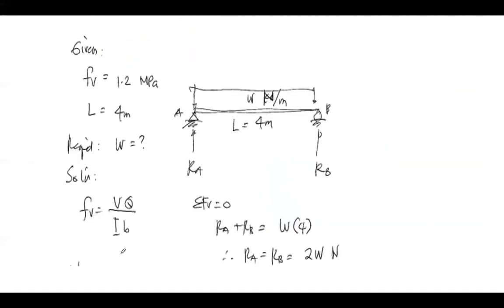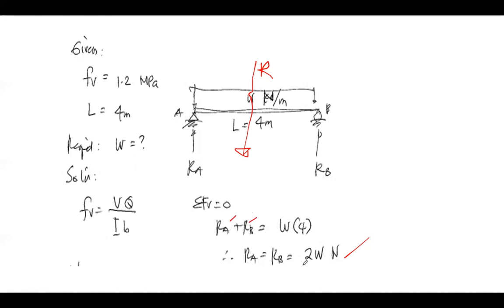Okay? So, first, we calculate, of course, the reaction. Pag mga simply supported, madali lang pag-compute ng reaction kasi it's just W times 4, ang resultant load. Resultant load is W times 4. It's just equal to RA plus RB. In other words, RA is just W times 4 over 2, kasi equal naman yung RA at saka RB.